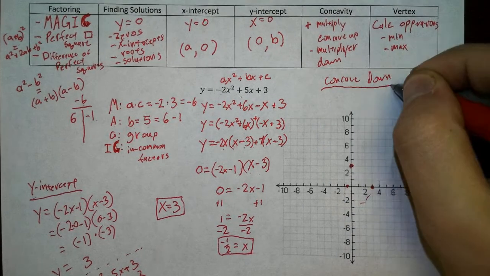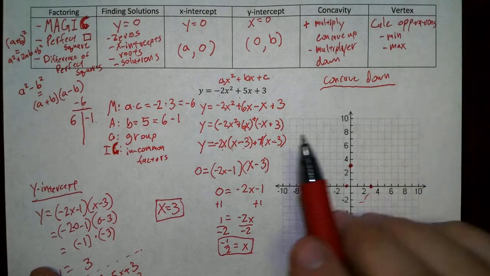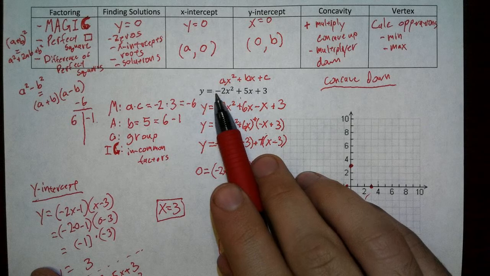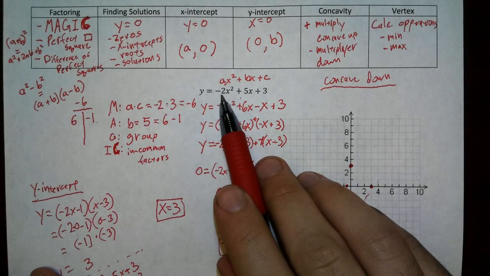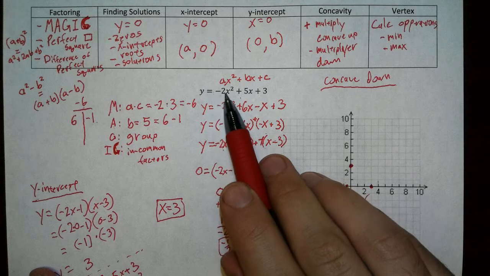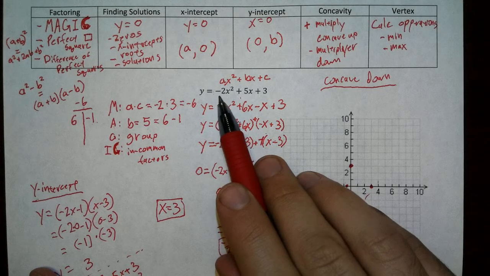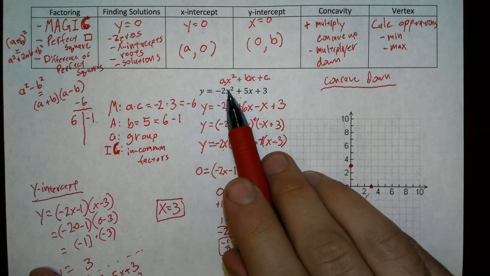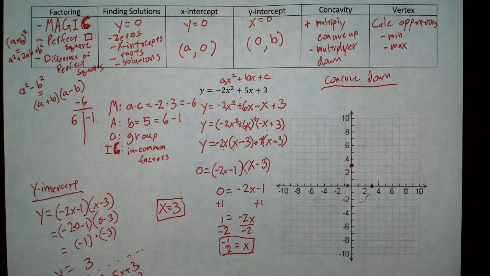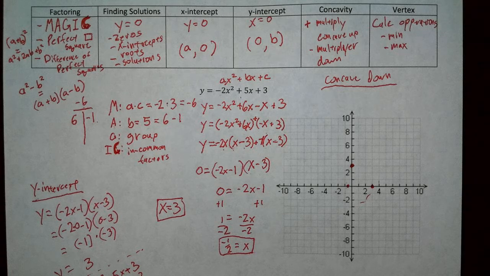Now, how can we verify this algebraically? Looking back to our standard form, what's our multiplier? Our multiplier is negative 2. That tells us one of two things. First, it's concave down, because we have a negative multiplier. Second, we have a stretch of 2. Remember, this tells us the stretch and the concavity. So it's going to be concave down.